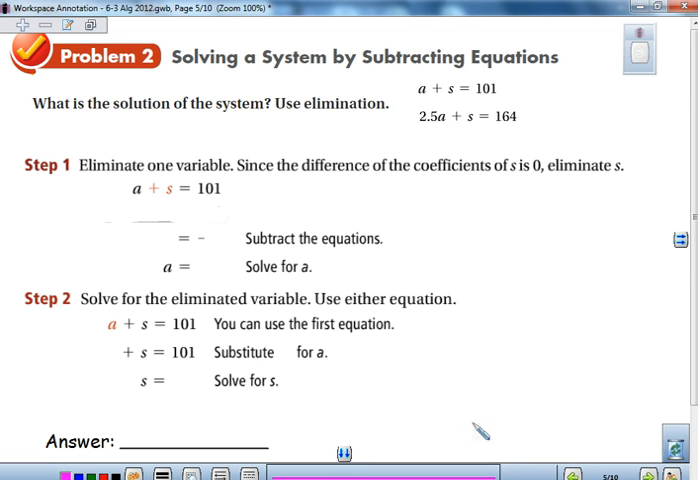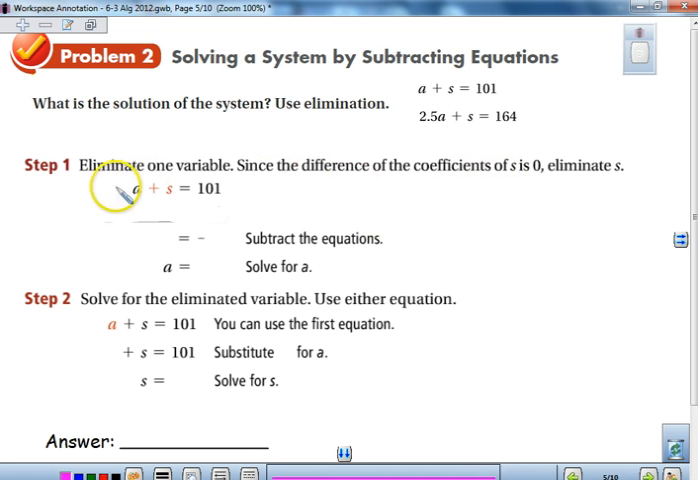As you look at problem 2, as we solve this system, you might be wondering why the letters A and S. What they're using them for is that later we're going to be doing some speed problems and working with airplane speed. So if we're looking at this one, a plus s equals 101, and 2.5a plus s equals 164. As we look at our equations, we notice that the s's both have a 1 in front of them, and they both have a positive 1.